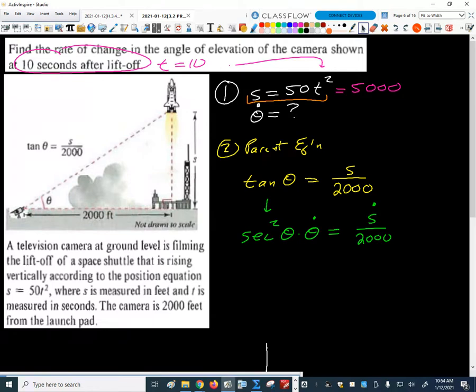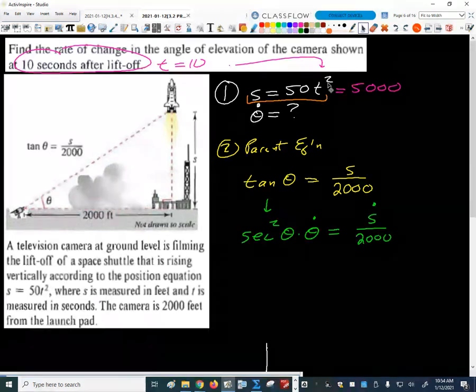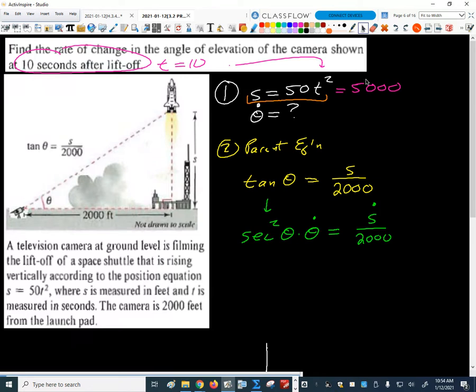Remember on this one, they gave us a position function. This is the height of the rocket. And so at time t equals 10, that identifies the frame in our video that we're wanting to scrutinize. If we plug 10 in, we get an answer of 5,000 for our height.